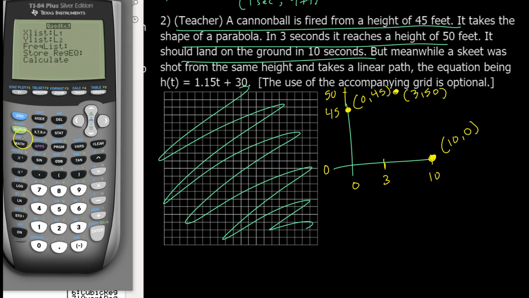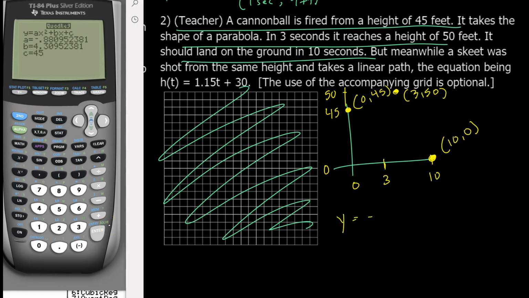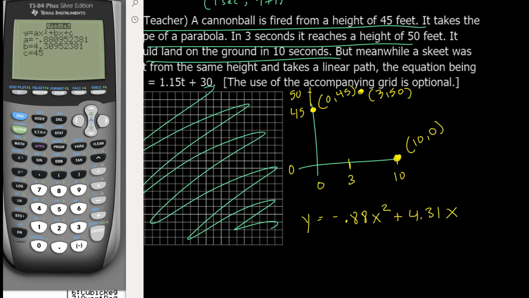Alpha trace. You hit alpha, not math. You hit alpha trace. Oh, Y1. You press enter. Hold on, wait. After the table, alpha trace, and it should come up with Y1. And then enter, and it'll give you your equation, which we're going to write down. Y equals negative 0.88 x squared plus 4.31x plus 45. Okay.